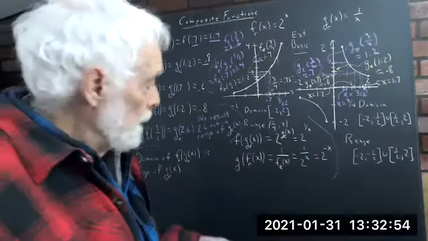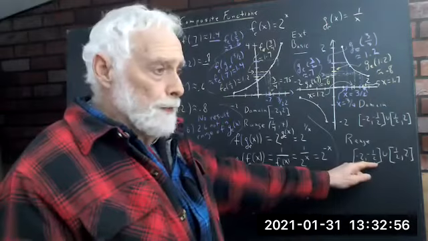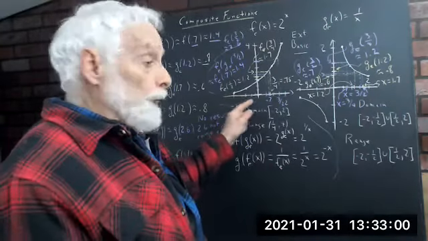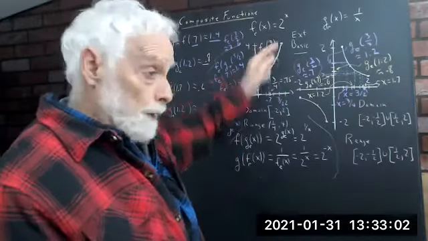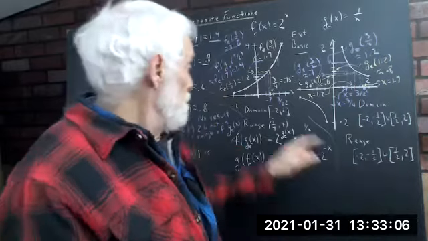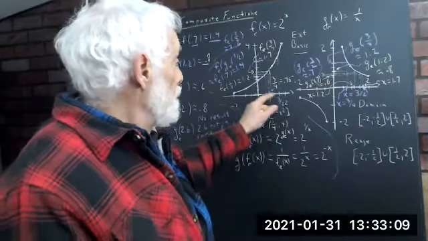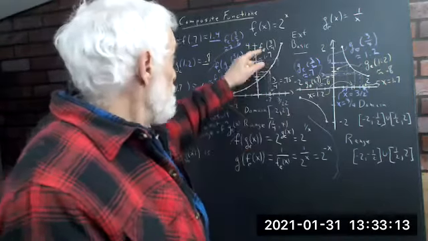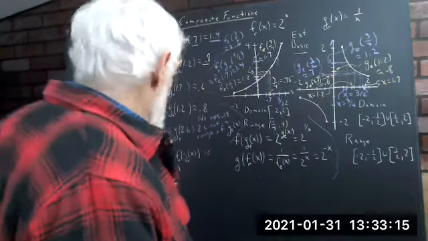Because the range of g_E of x includes the interval -2 to -1/2. That's from here to here. Clearly, every one of these x values is in the domain of this function. And this interval, 1/2 to 2, every one of these x values is in the domain of f_E of x.